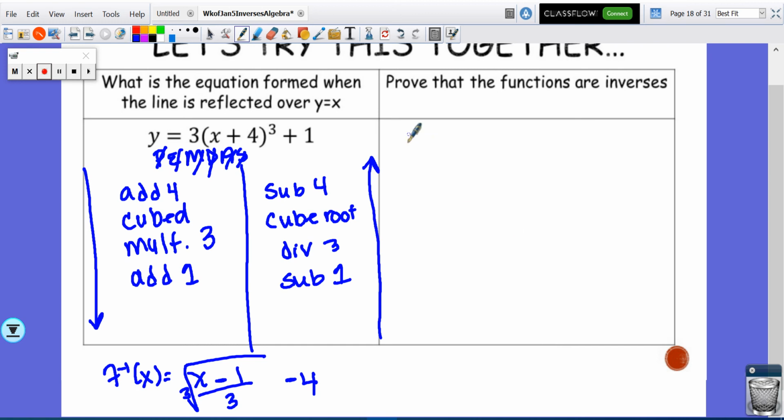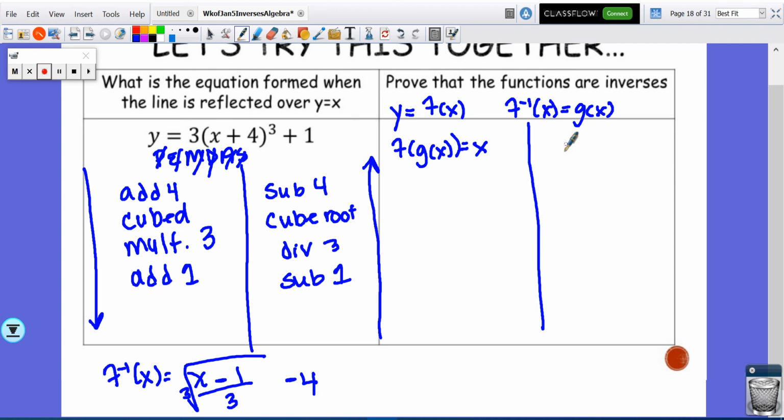And then from there, it says prove that these functions are inverses. So I'm going to call y f of x, and I'm going to call the inverse function g of x, so that I can just have a simplified version. Okay, so in order for these to be inverses, we have to say that the composition of f of g of x has to equal x, and the composition of g of f of x has to also equal x. If they both equal x, then you're good. If one doesn't equal, it's no use in trying the other one because it's not going to work.